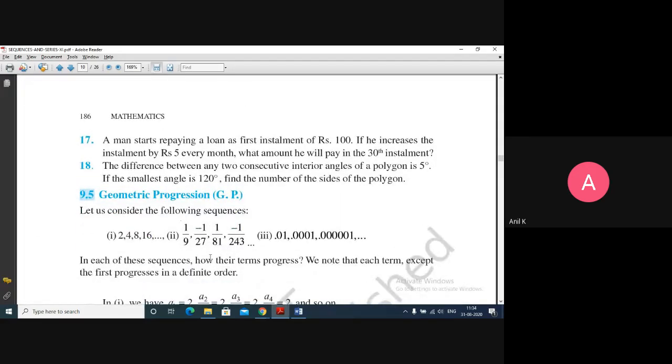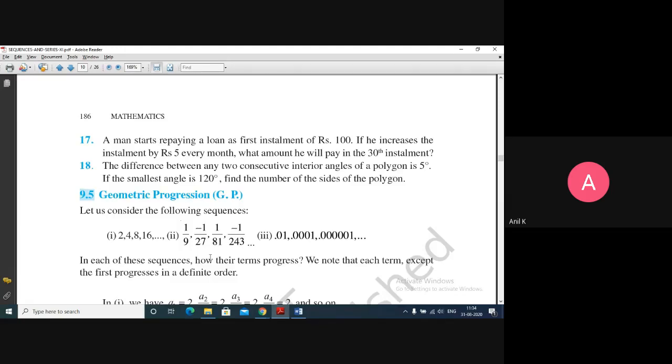Next one is, a man starts repaying a loan as first installment of 100 rupees. If he increases the installment by 5 rupees every month, what amount will he pay in the 30th installment? I think this is the simplest question. AP starting from 100, 105, 110, it will go. So A value is 100, D value is 5, you have to find A30, the 30th installment. I think the easiest one.